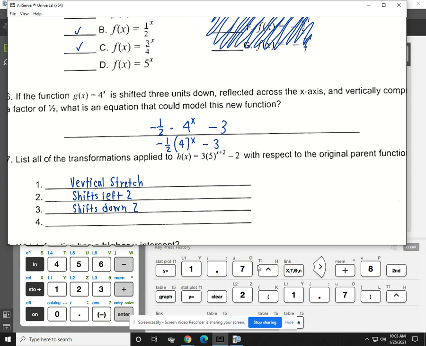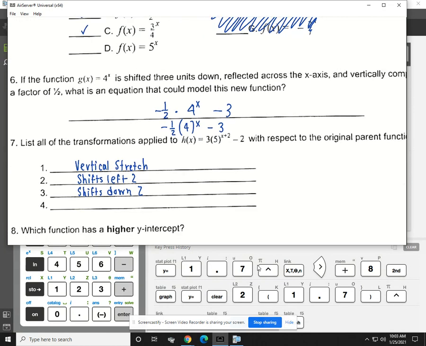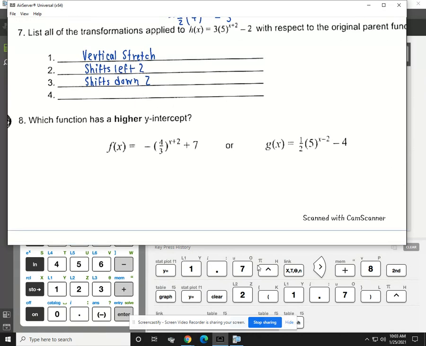Okay, next question. It says, which function has a higher y-intercept? And there's 2 really good ways to do this problem. Logically, you could probably figure it out, but the safe bet's going to be the calculator. Okay, we'll go to the calculator first, but here's the logical side of this. What controls the asymptote and where the graph is? The K value. What's the K value for this one? So this thing's shifting up 7.